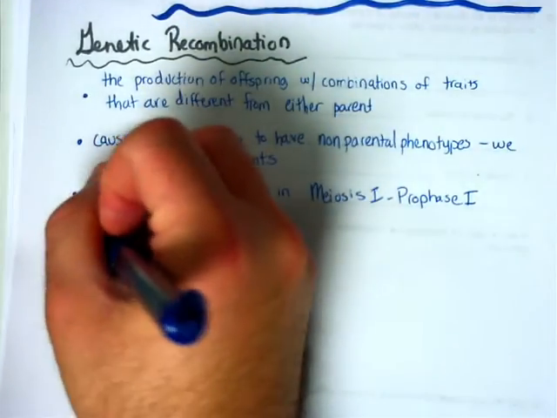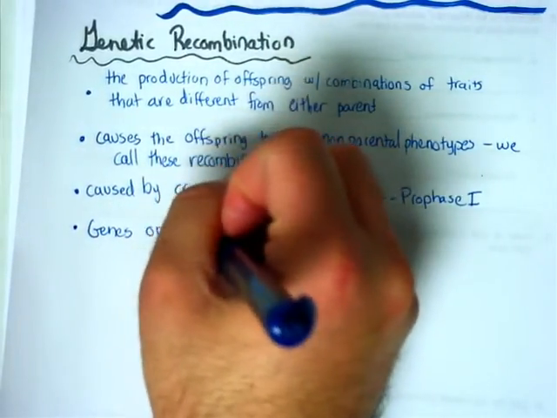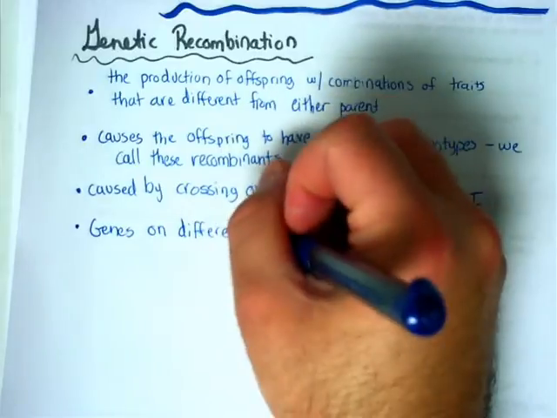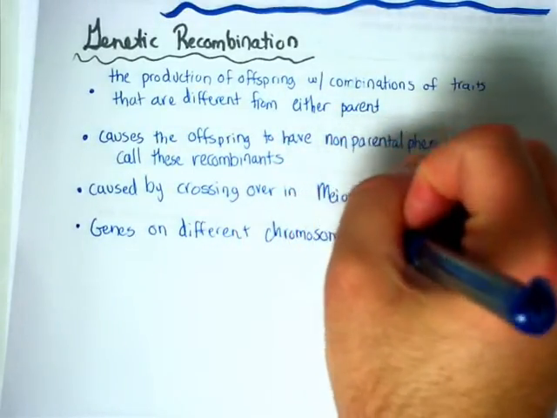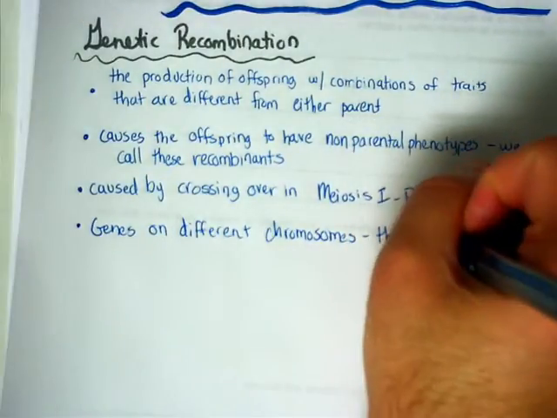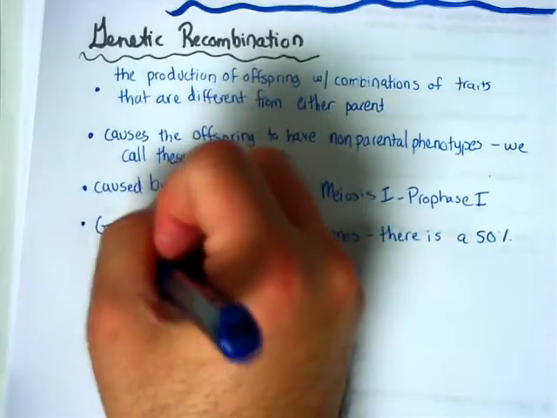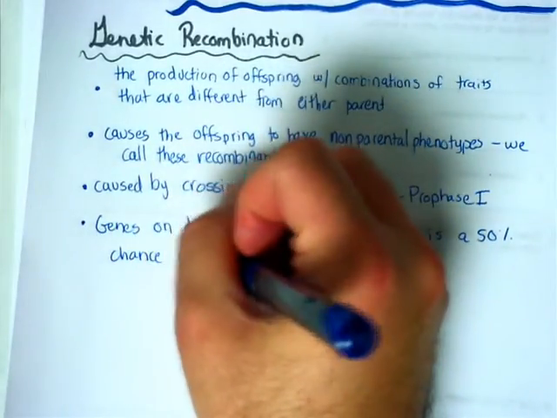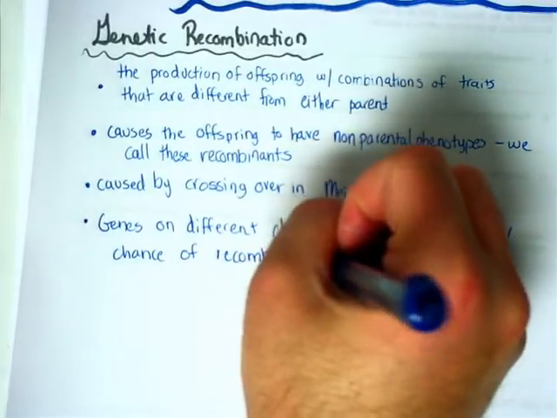If you have genes on different chromosomes, totally different chromosomes, there is a 50% chance or frequency of recombination. And do you understand why it's 50% chance of recombination if they're on two separate chromosomes?